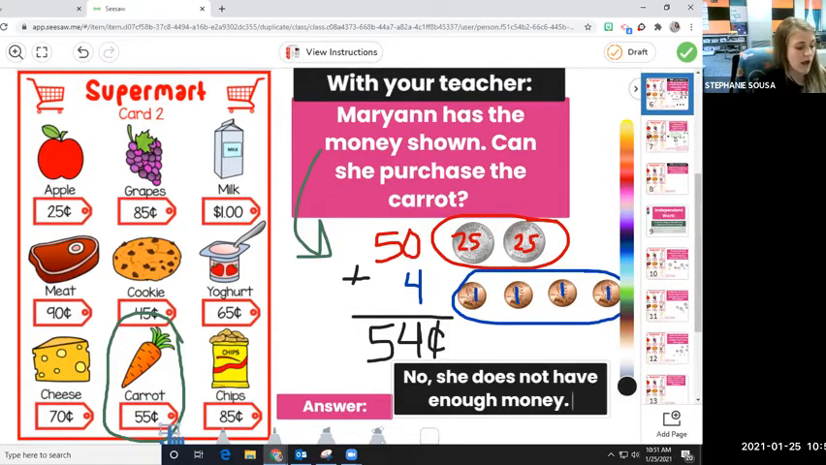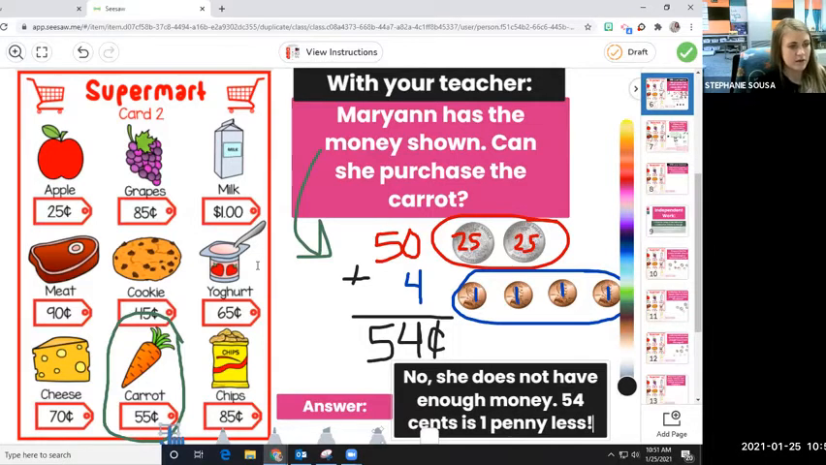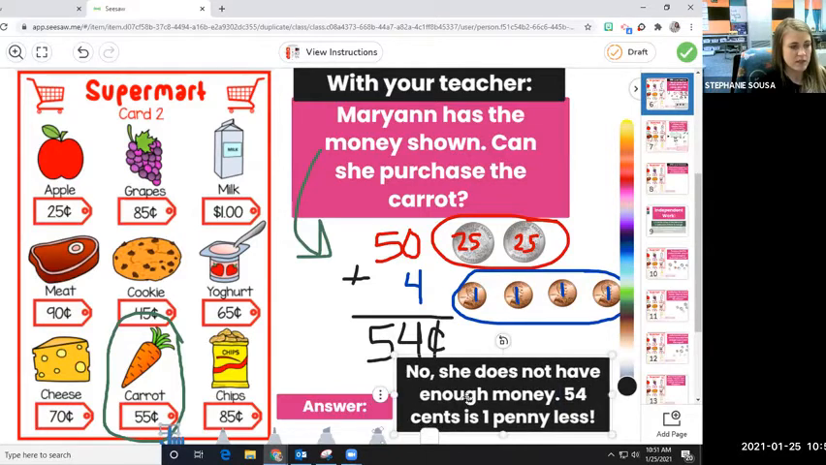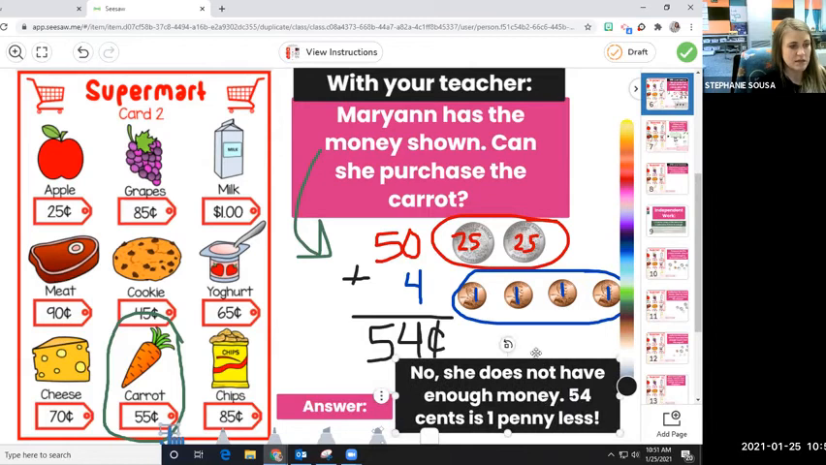So no, she does not have enough money. We've got to say why. 54 cents. I like how Steve said it, is 1 penny less than that cost. That was a great way to say it. She needs 1 more cent. So no, she does not have enough money. 54 cents is 1 penny less than the cost of that carrot. Poor Mary Ann.